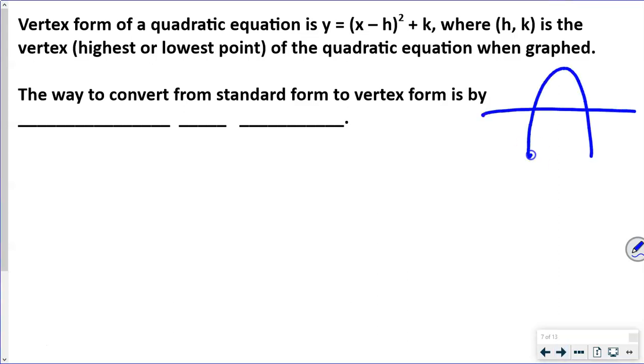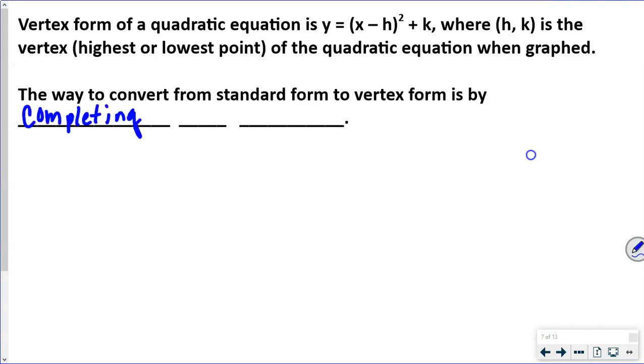So in other words, if we had a graph like this, this would be our vertex, or like this, that would be our vertex, okay? Right there, the lowest point, okay? So that's what the vertex means, okay? So the way to convert from standard form to vertex form is by completing the square. And so that's what we're going to use, what we learned yesterday, to do what we're doing today, okay?